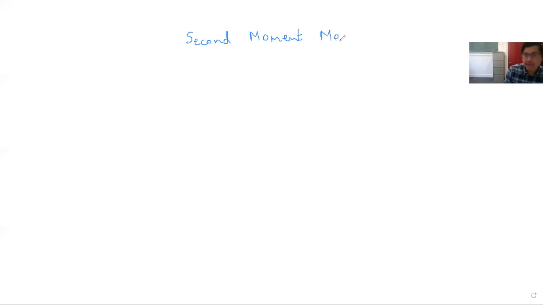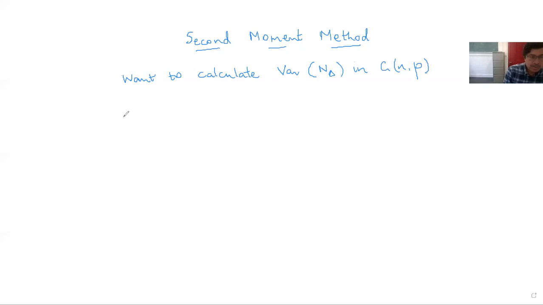So we are going to apply the second moment method to triangles. Okay, so what we want to do is to calculate the variance of the number of triangles in the random graph G(n,p). Okay, so let's draw a picture.